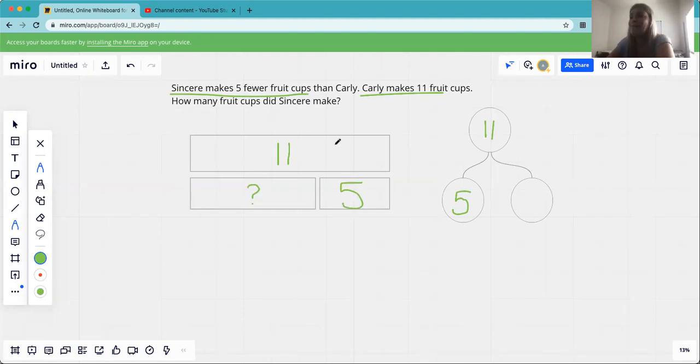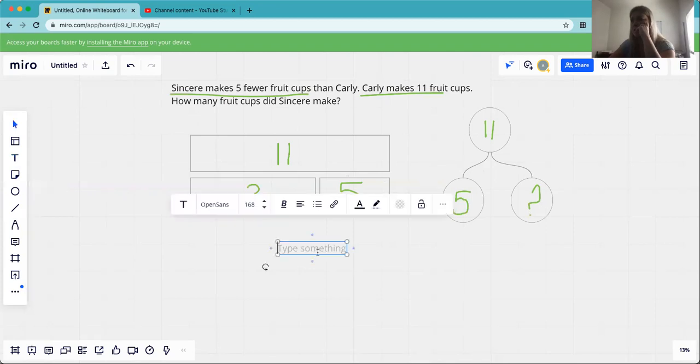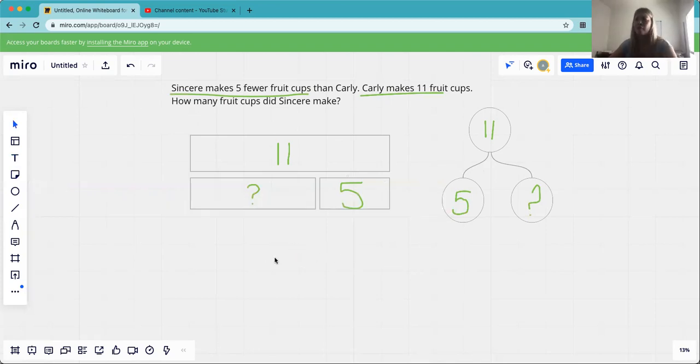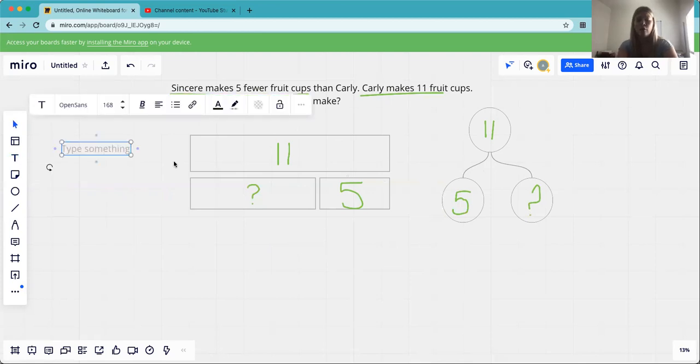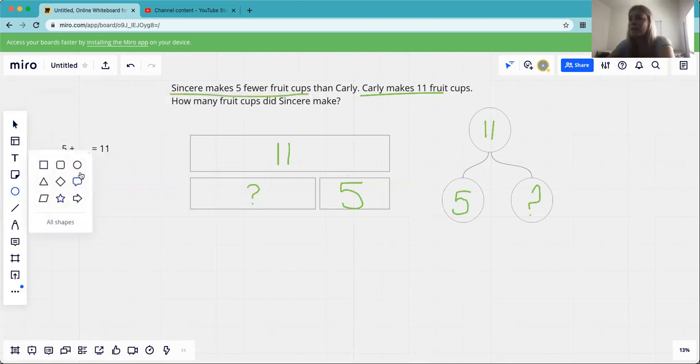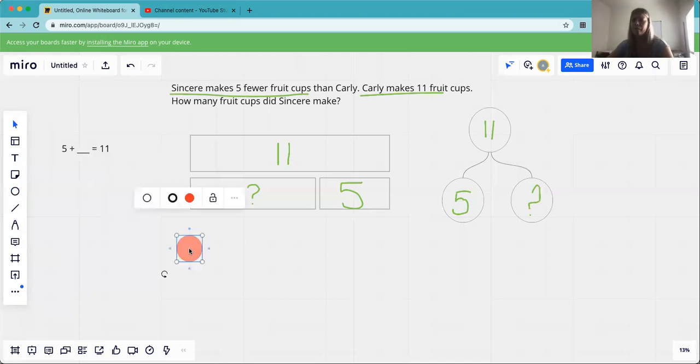So here again, I filled in my bar model and I filled in my number bond to help me. So we're trying to figure out that missing part. So we can use addition and we can use subtraction. So I'm going to start out with addition. With my addition, I have my addition sentence, which would say 5 plus some number equals 11. So I can use my coins to help me count on. So I'm going to start at 5 and I'm going to count on to 11.